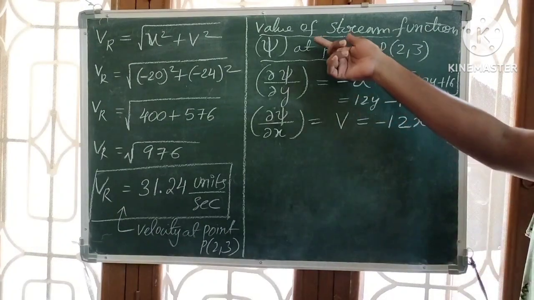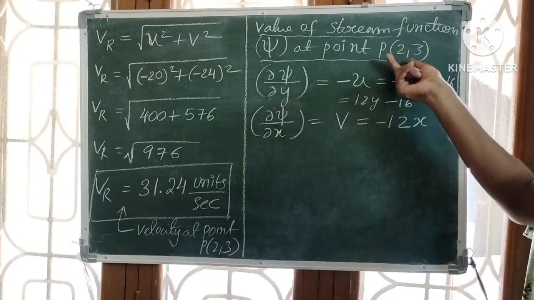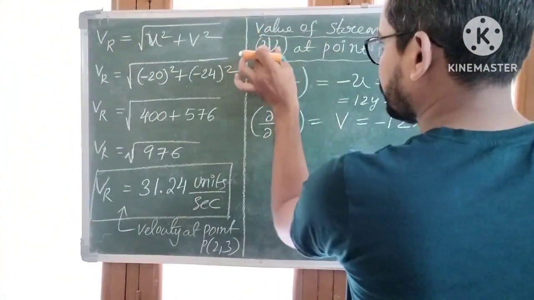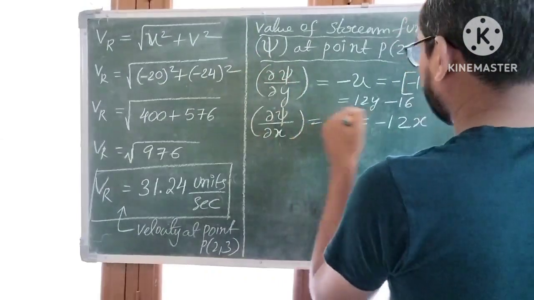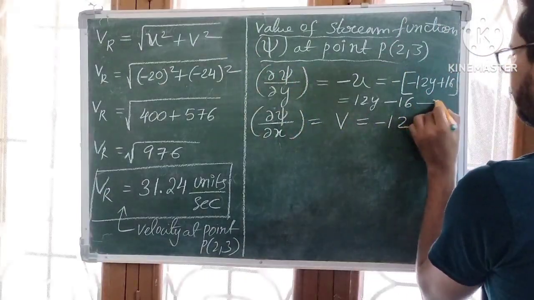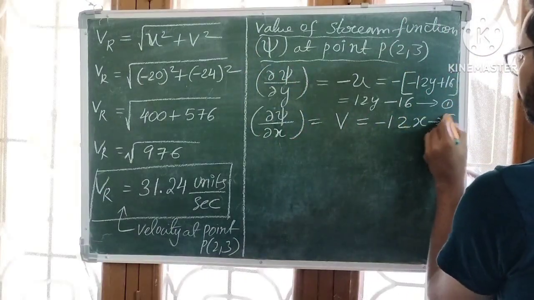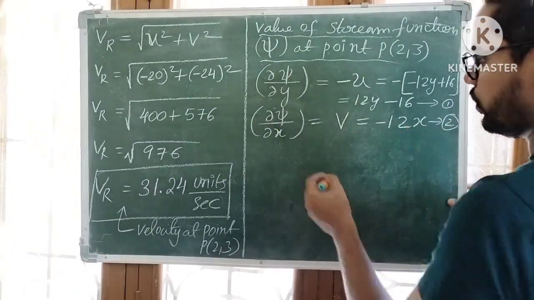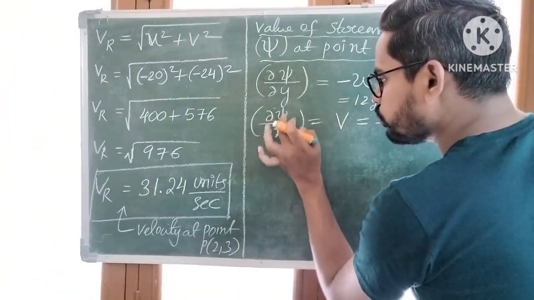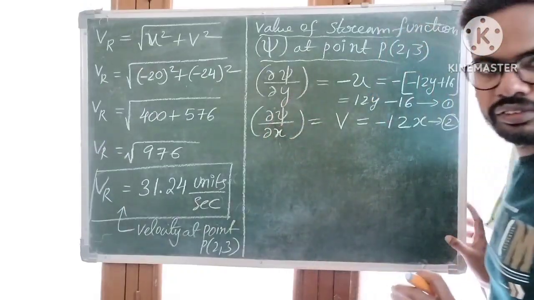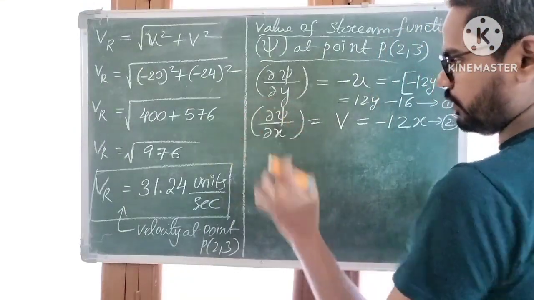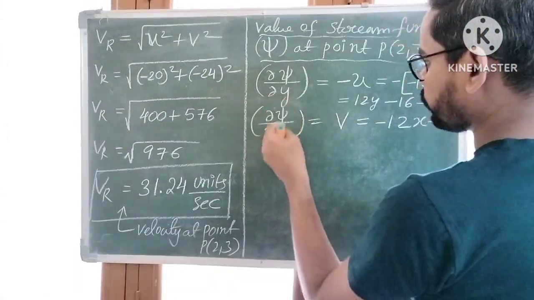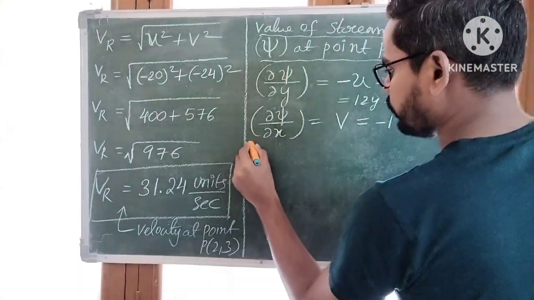Here we need the value of the stream function at point P (2, 3). First of all, we need this psi value. Let this be equation number 1 and this be equation number 2. To eliminate the derivative, here we need to eliminate dou by dou x, we have to apply integration. So let us consider equation 1.